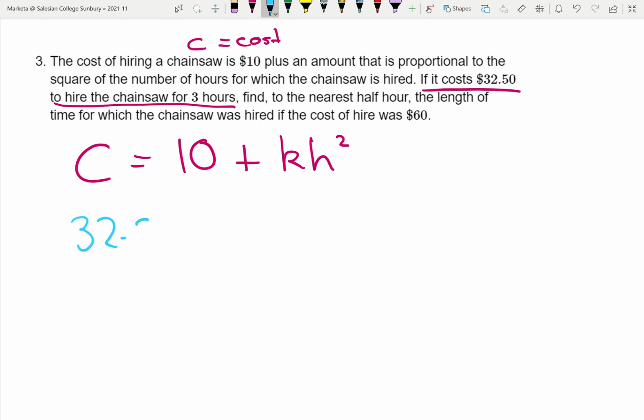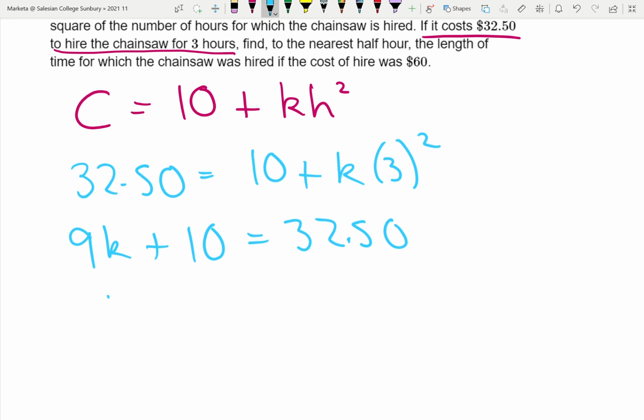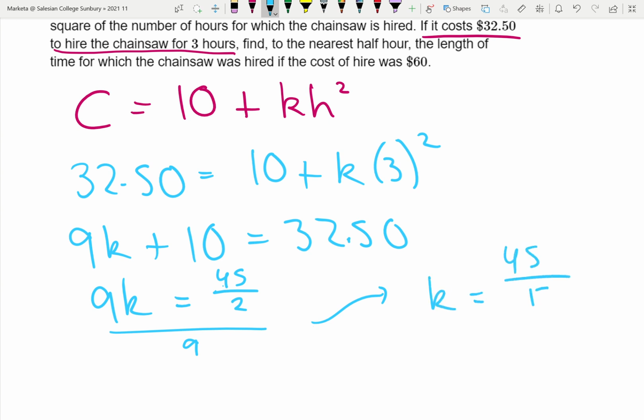So the cost is $32.50. 10 plus k, h is 3 squared. So we get 9k plus 10 equals 32.50. And look, I'm going to change this to a decimal in a minute. 9k, oh not a decimal, sorry, a fraction, is going to be 22.50. And well, 22.5, we can write that as 45 over 2. And of course, 45 over 2, we're dividing by 9 now. So we get k equals 45 on 18. And if we divide by 9 on both sides, we're going to get 5 on 2. So our k value is 5 on 2.